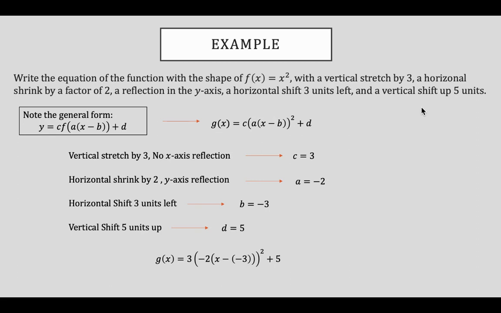squared plus 5. And we can do a little bit of algebra to make that look a little bit nicer. Notice that subtracting a negative 3 becomes a plus 3. And if I multiply that by negative 2, that gives me negative 2x minus 6 inside of my parentheses, giving me 3 times the quantity negative 2x minus 6 squared, plus 5 for my final answer. That function right there will have all of the transformations that we have stated up above. All right, there you have it, writing the equations of our functions.